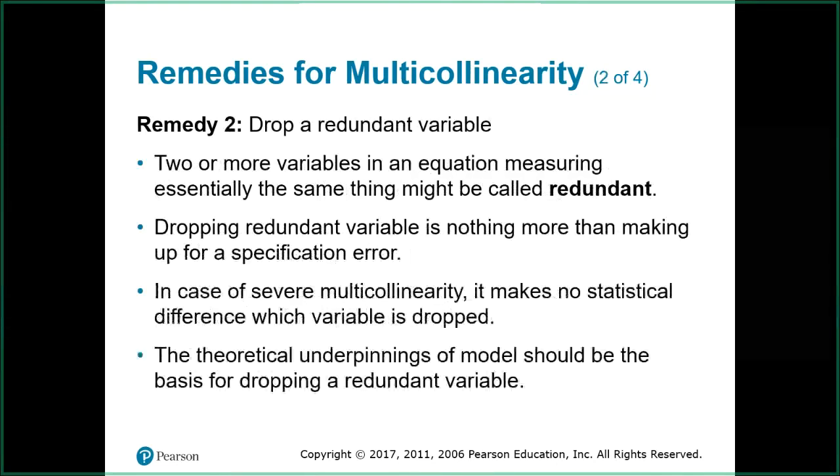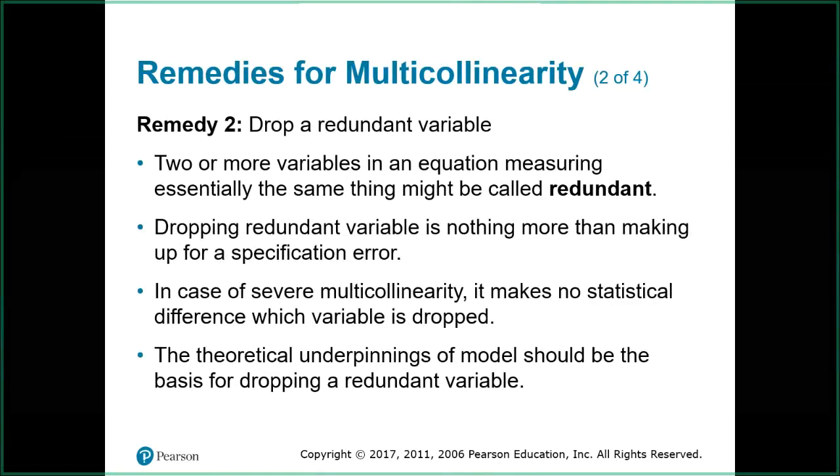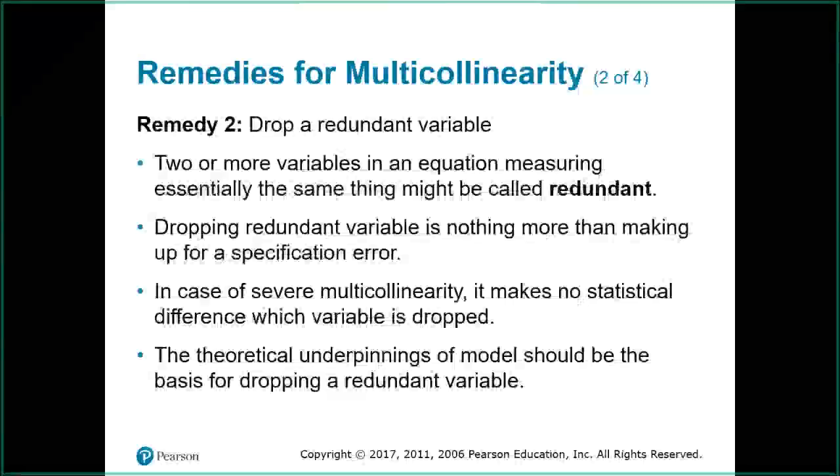The second option, understandably, is to drop one of the imperfectly multicollinear variables. That should then reduce the variance inflation factor and bring your standard errors back to normal. That's kind of what we saw in the student consumption versus disposable income and liquid assets example.